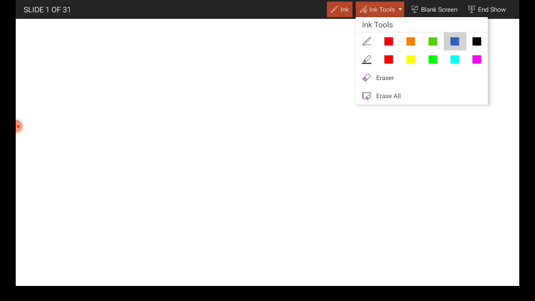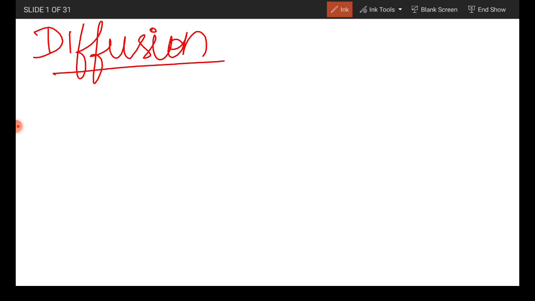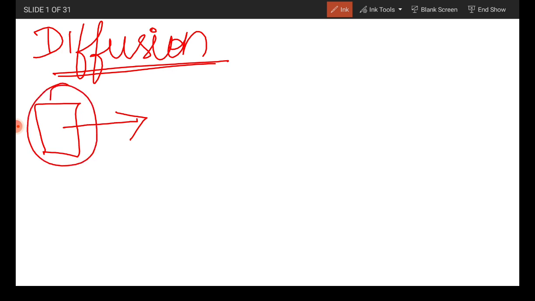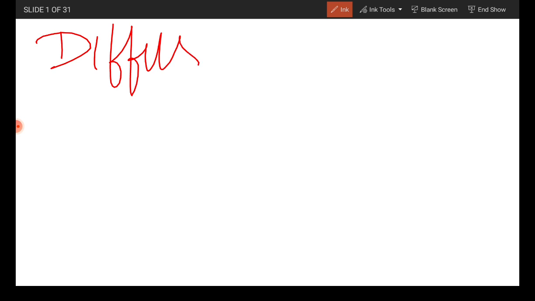First thing we are going to see is what is diffusion. As the name suggests, something is moving from one medium to another, from one environment to another environment. This is the simple English meaning of the term diffusion. Let's see the scientific background and the scientific definition for it.